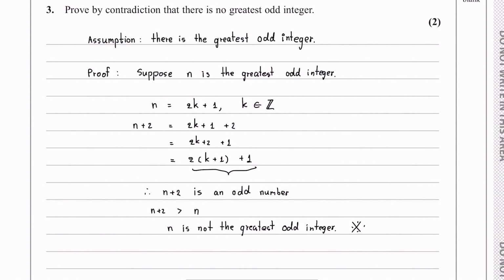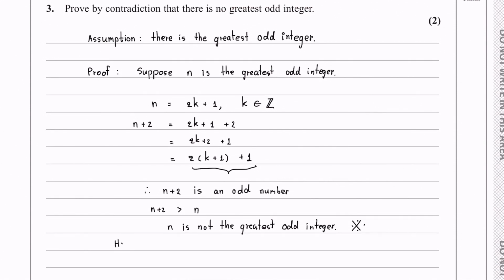So it means our assumption is wrong. So the original statement is correct. So hence, there is no greatest odd integer. That's it.